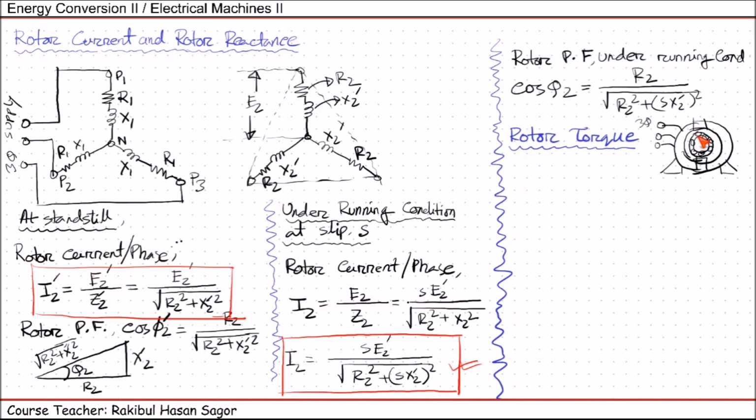And due to that induced EMF, if we have a higher amount of induced EMF, then the current flowing through the rotor bar will also be higher. So we can say the torque developed in the rotor side is directly proportional to this magnetic flux.